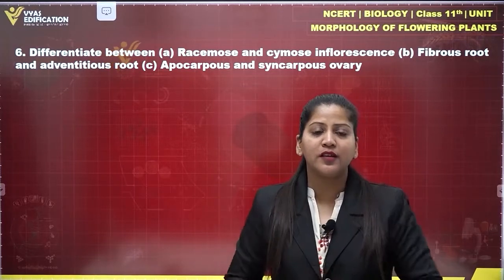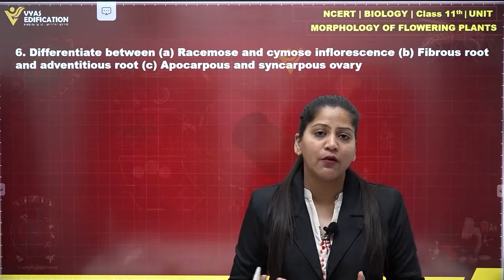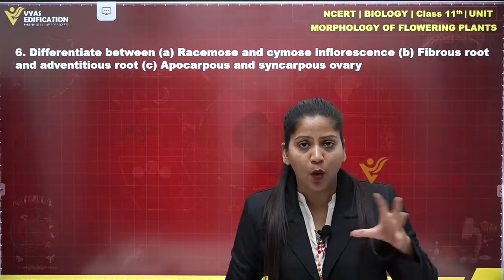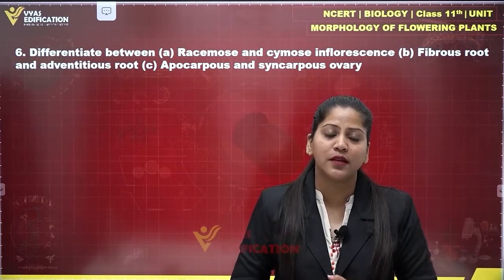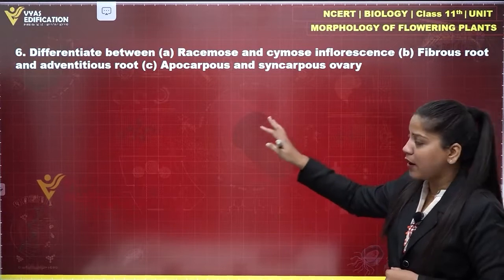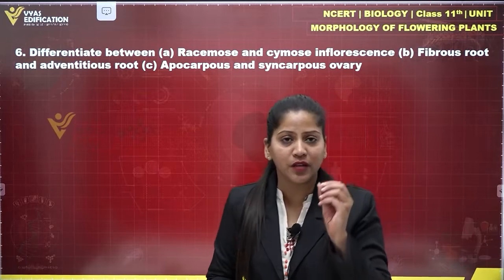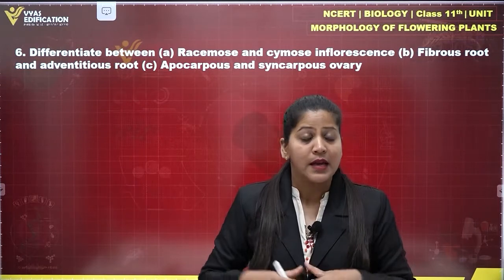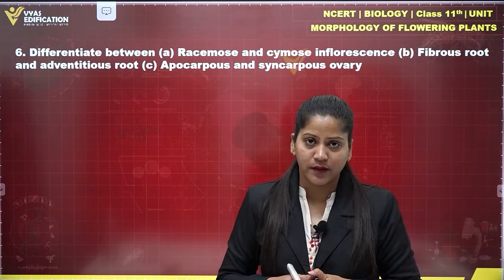If we talk about the racemose inflorescence, the younger, new flowers are arranged at the tip, whereas the older flowers are situated at the base of the inflorescence. In racemose inflorescence, the new or younger flowers are present at the tip, whereas the older flowers are present at the base. This kind of inflorescence is said to be racemose inflorescence.